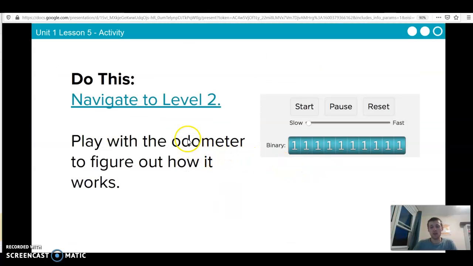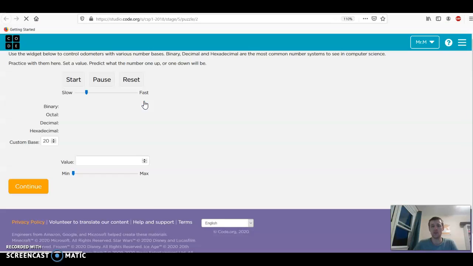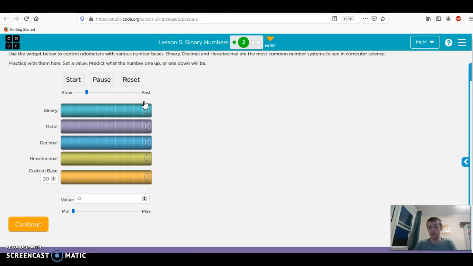One thing that we'd like to start off with here is this activity or widget that you can check out by either clicking this link or navigating to code.org and clicking on the second bubble under lesson 5 in our class. So this is an odometer, much like the one in your car, but this one counts in different bases. You have one for binary, octal, decimal, hexadecimal, and you can even put your own base in here. So let's go ahead and give it a start and see how it goes.